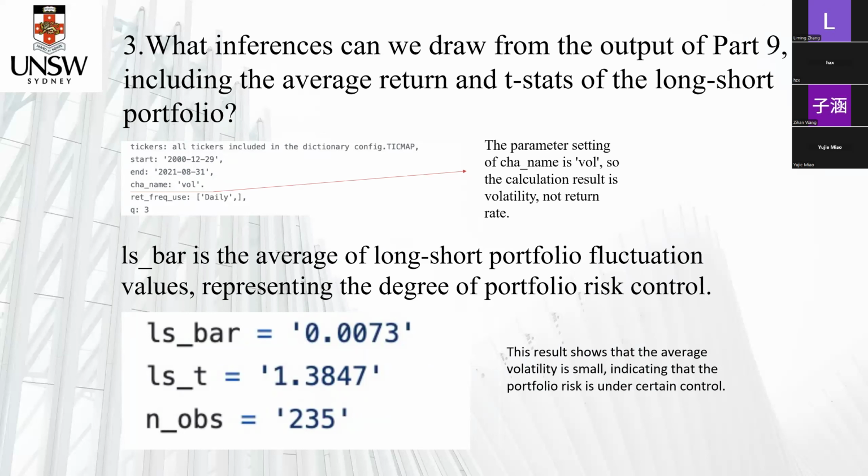Next, please. The third question is, what inferences can we draw from the output of part 9? LS bar is the average of long-short portfolio fluctuation values, representing the degree of portfolio risk control. The parameter setting of chart name is VOL, so the calculation result is volatility, not return rate. This result shows that the average volatility is small, indicating that the portfolio risk is under certain control.